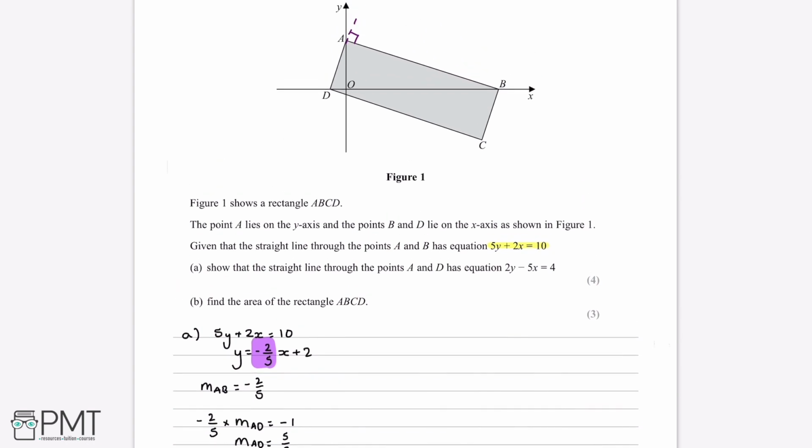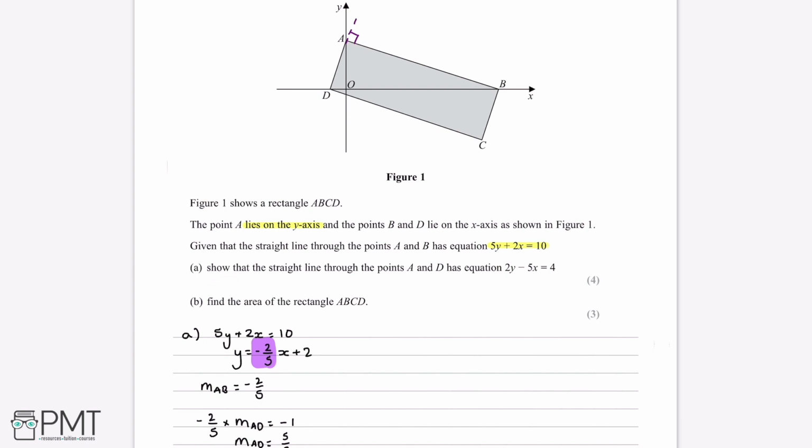Another thing we can deduce from this graph is the coordinates of the point A, which is another thing we need to determine the equation of the line AD, because we need the coordinates of a point that passes through the line. And we can see that the point A passes through the line AD and the line AB. Now, we're told in the question that the point A lies on the y-axis, and this means that its x-coordinate is 0, and you can see this on the graph too.